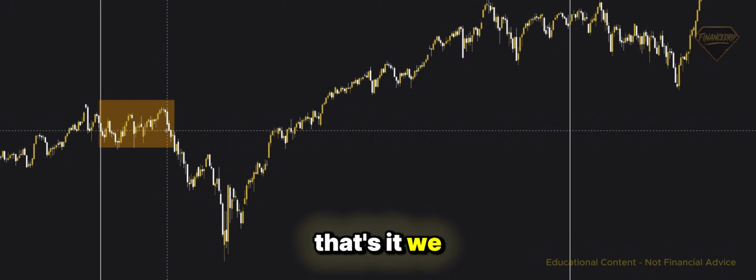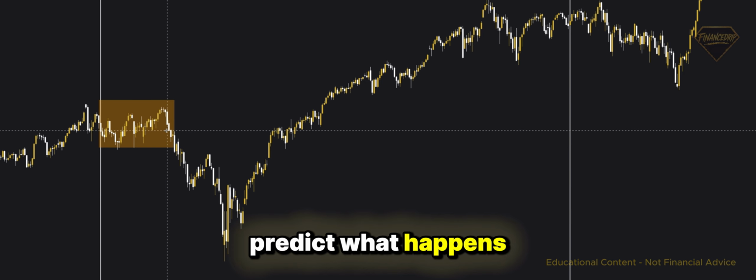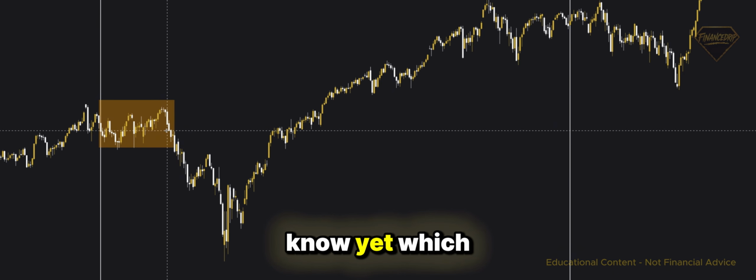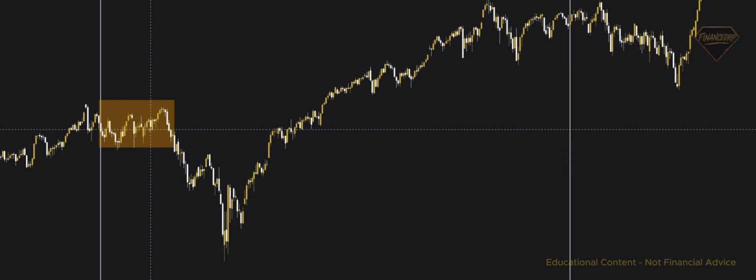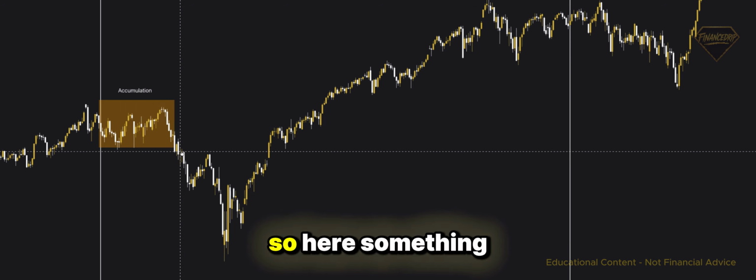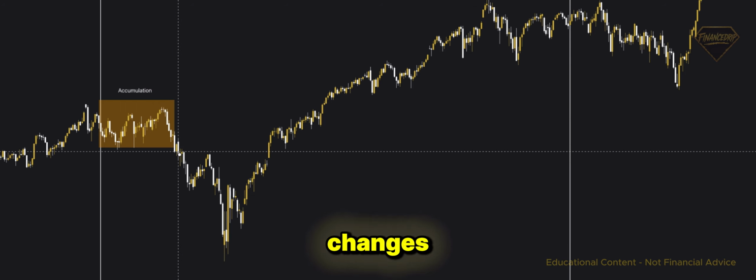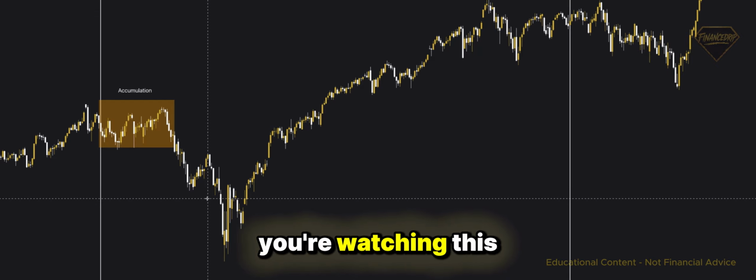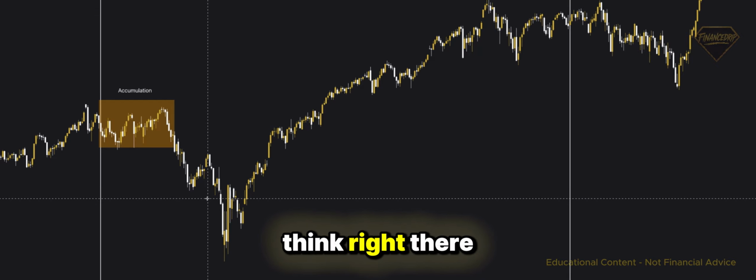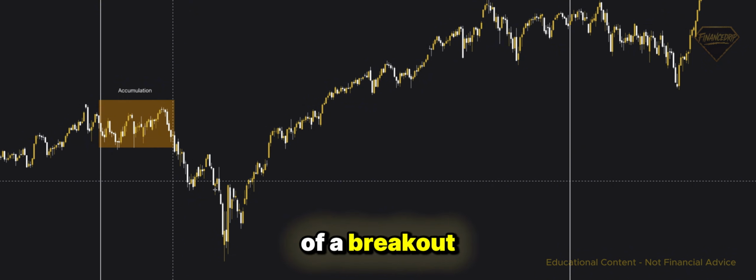That's it. We don't need to predict what happens next. We don't even know yet which side of the range price is eventually going to leave. We're simply describing what price is doing. Now let's move forward. So here something changes. Price leaves the range, and if you're watching this live, what would you think right there? Would you expect price to continue? Would this look like the beginning of a breakout?